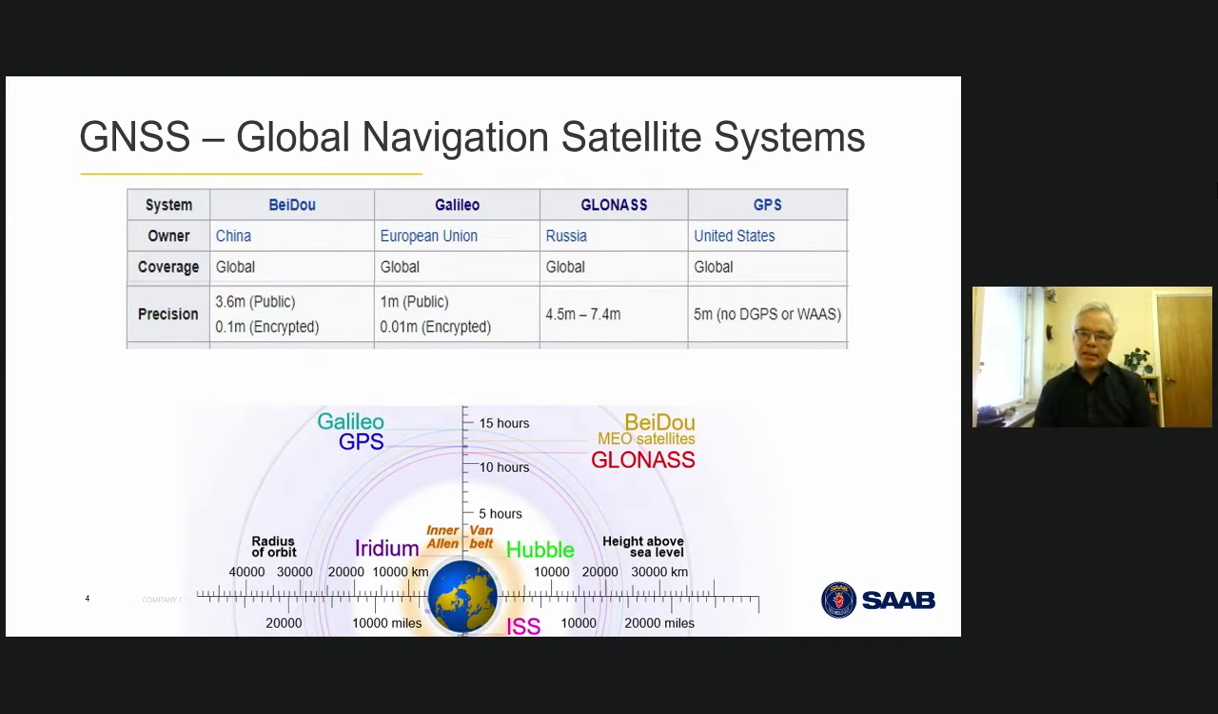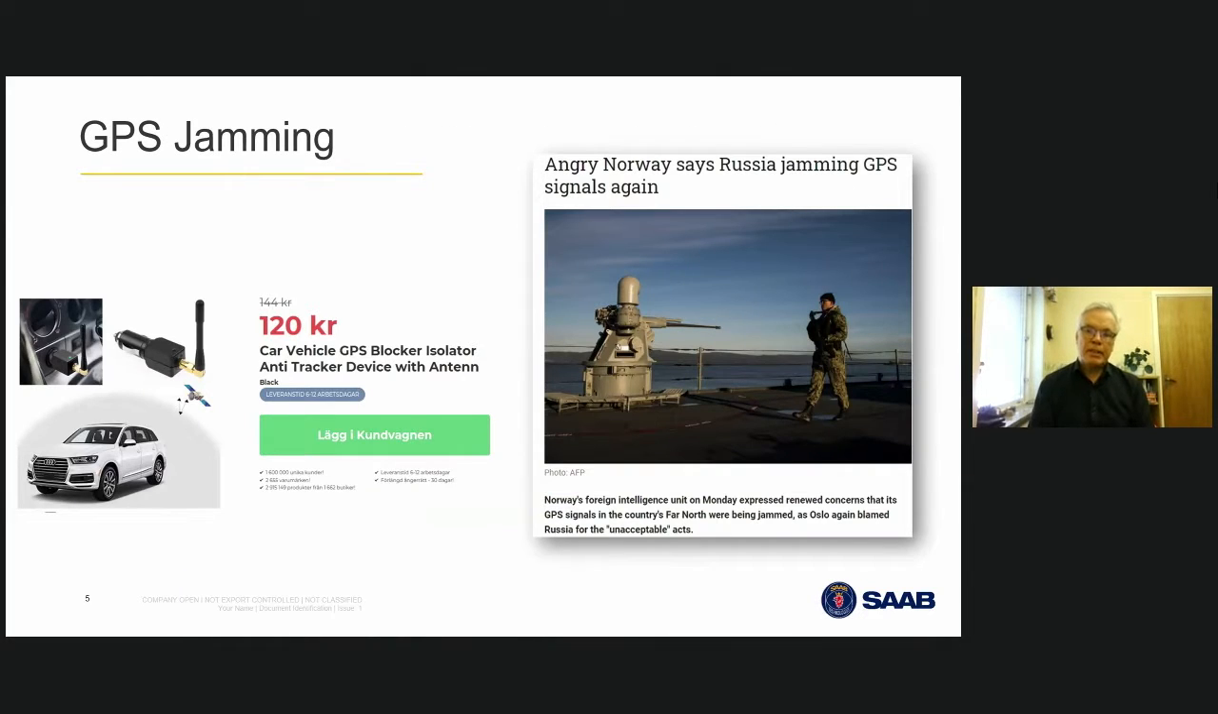The thing is that these satellites are very, very far away. They have an altitude of approximately 20,000 kilometers above sea level. That means the signal that we receive from them is very, very weak. It's about 100 times further away than, for instance, the International Space Station. So what is the problem then? Well, it's quite easy to jam these signals by sending out a disturbance signal.